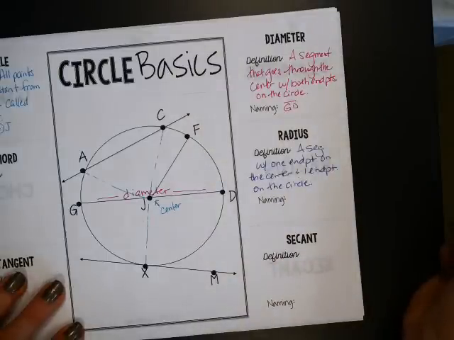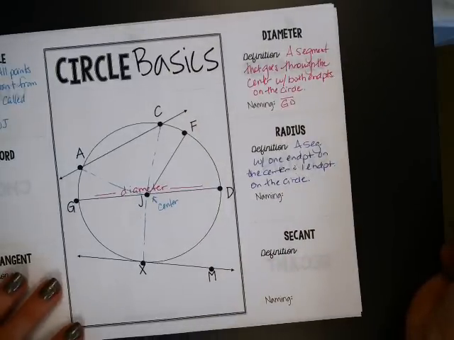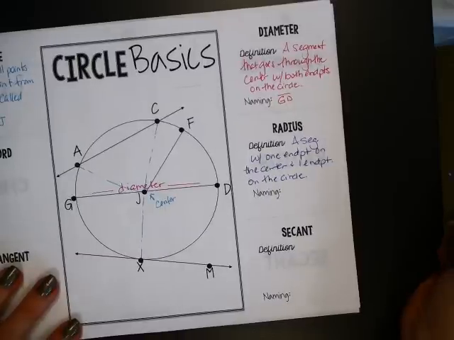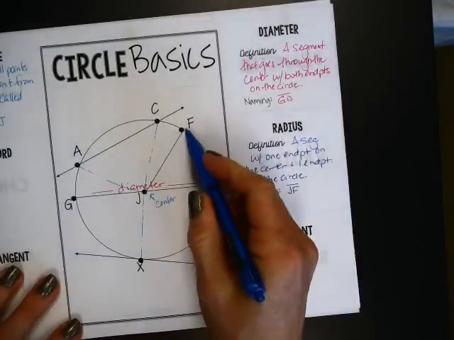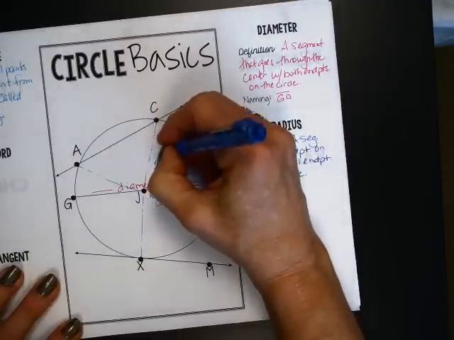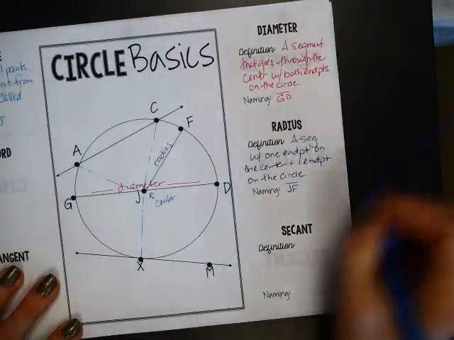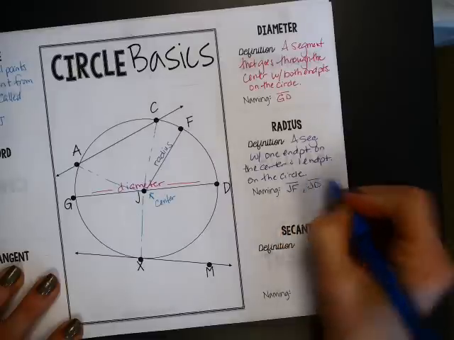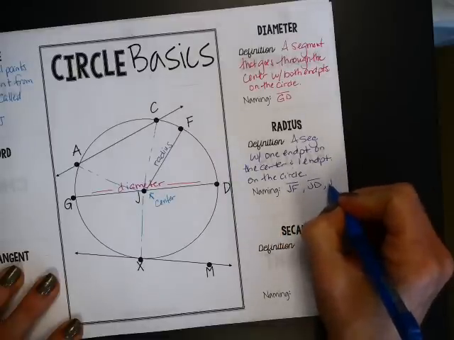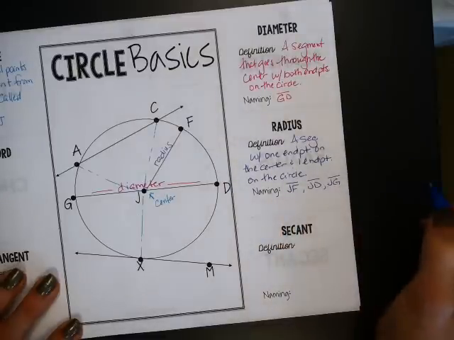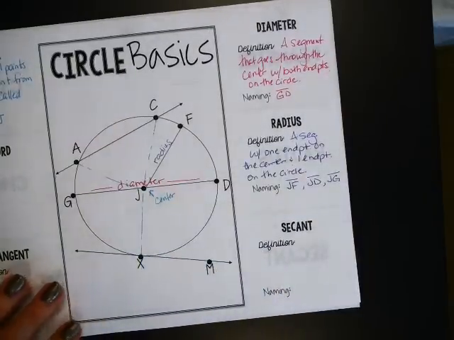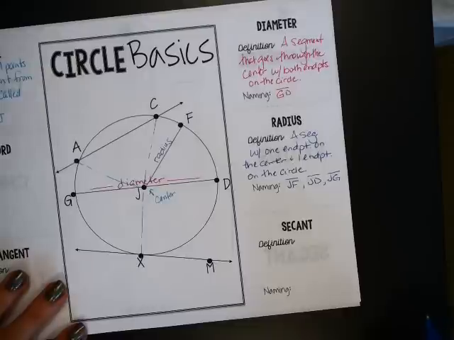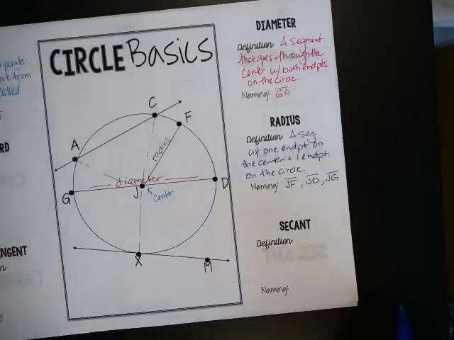So on here, we've got more than one radii. We can label JF would be a radius from here to here. We also have JD as a radius. We have JG as a radius. I don't have it drawn in, but JX, if I made that a solid line, would be another radius. Alright, got our radius covered.